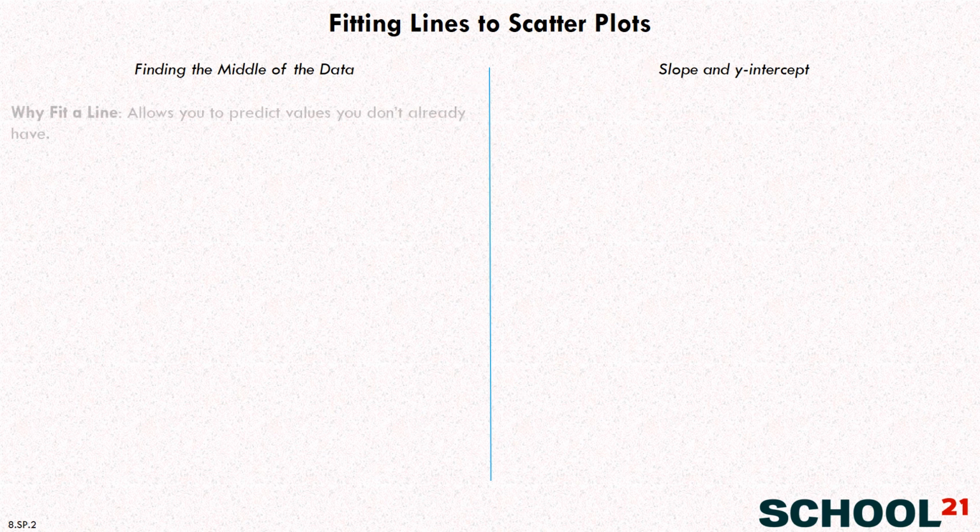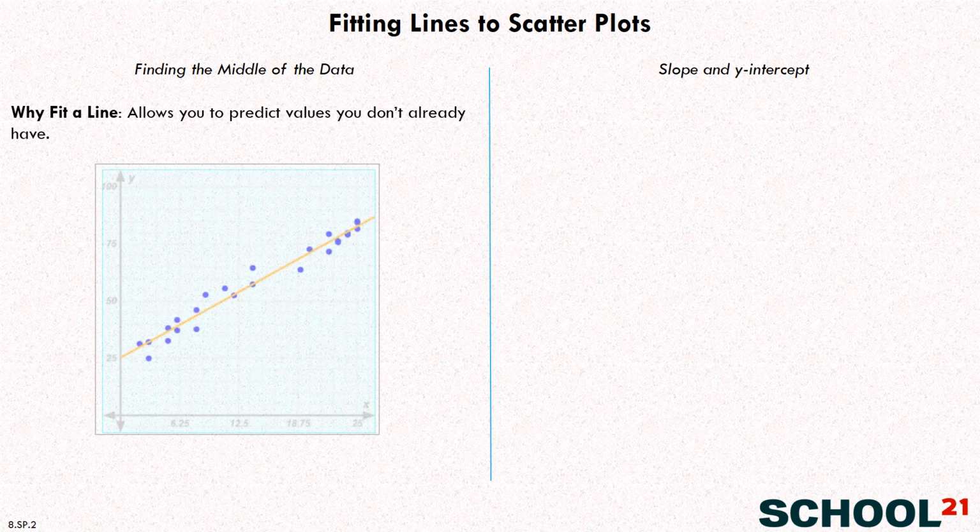So first, let's ask ourselves, why do we want to fit a line in the first place? Well, what it does is it allows us to predict values we don't already have in the scatter plots. What do I mean by that? Let's go ahead and look at an example.